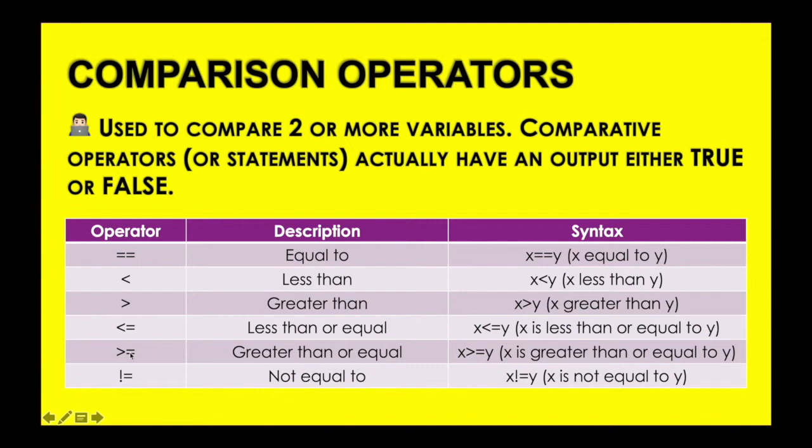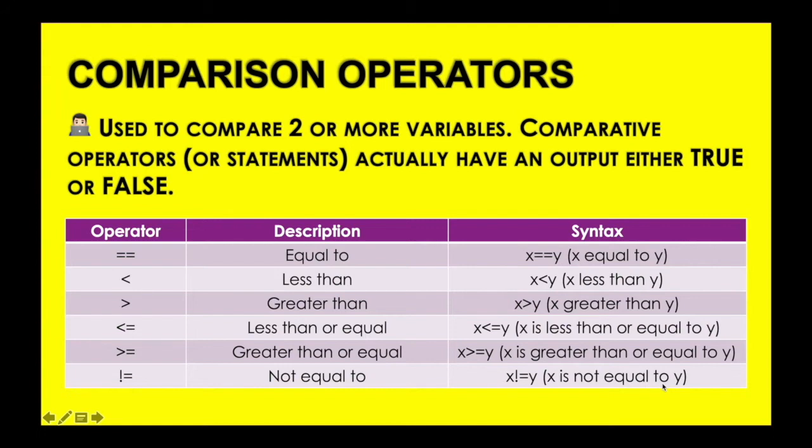For the next operator, we have the greater than sign and of course the equal sign. The description is greater than or equal. For the syntax, we have x >= y, which is read as x is greater than or equal to y. Lastly, we have the exclamation point and the equal sign. Basically, the exclamation point together with the equal sign stands for not equal to. The syntax is x != y, and that is read as x is not equal to y.